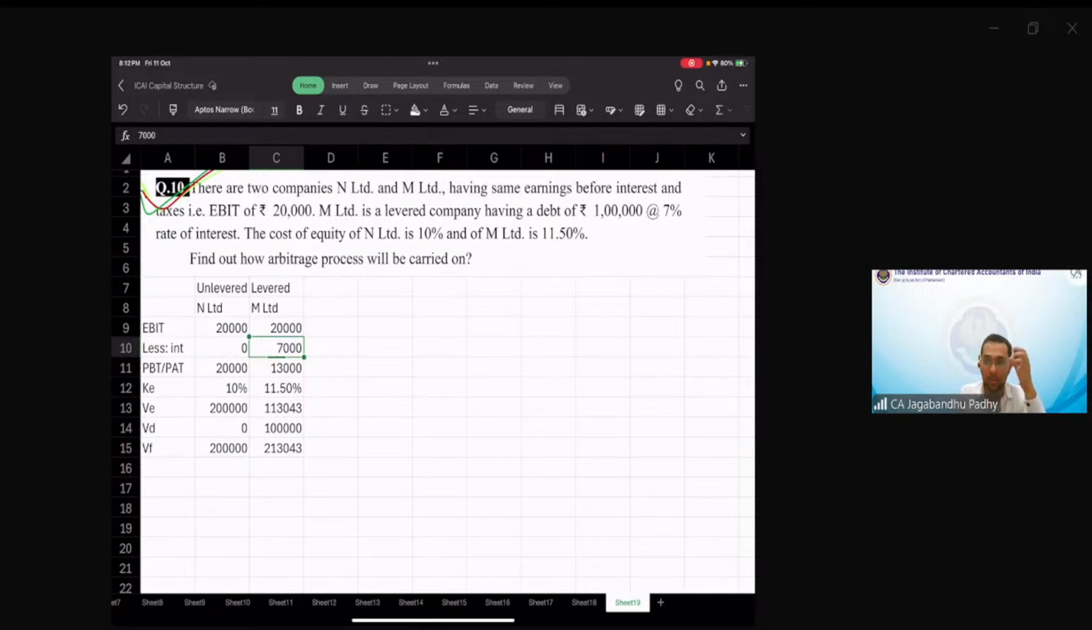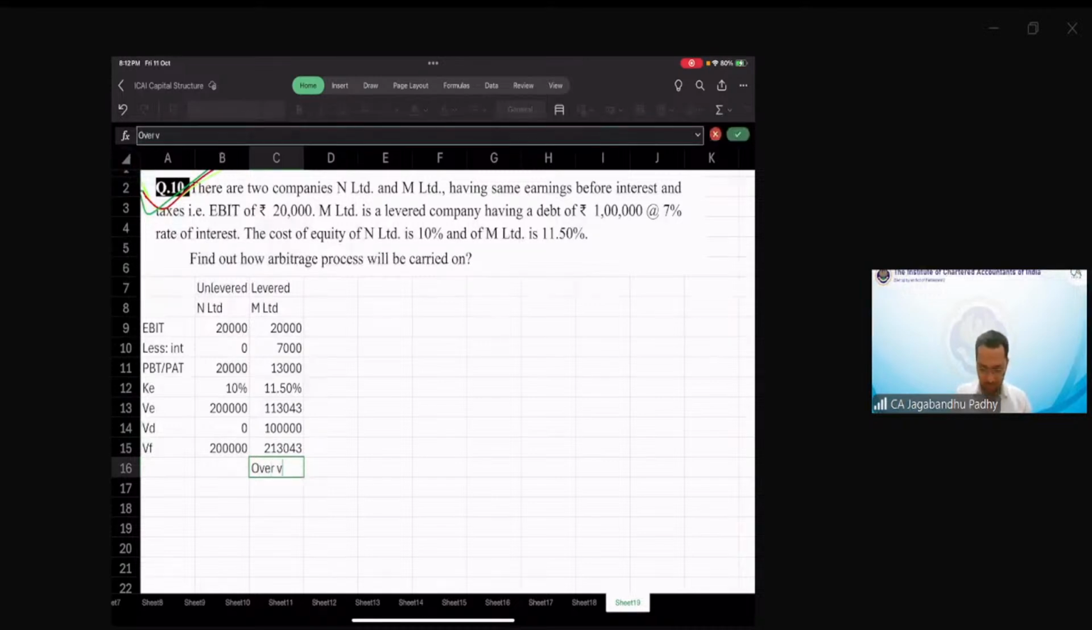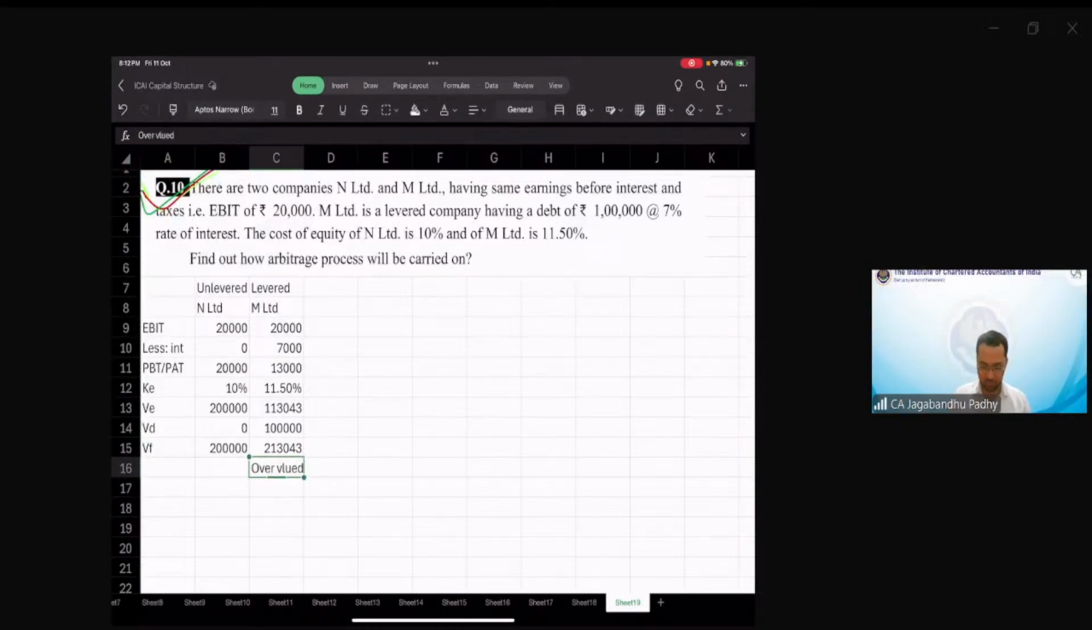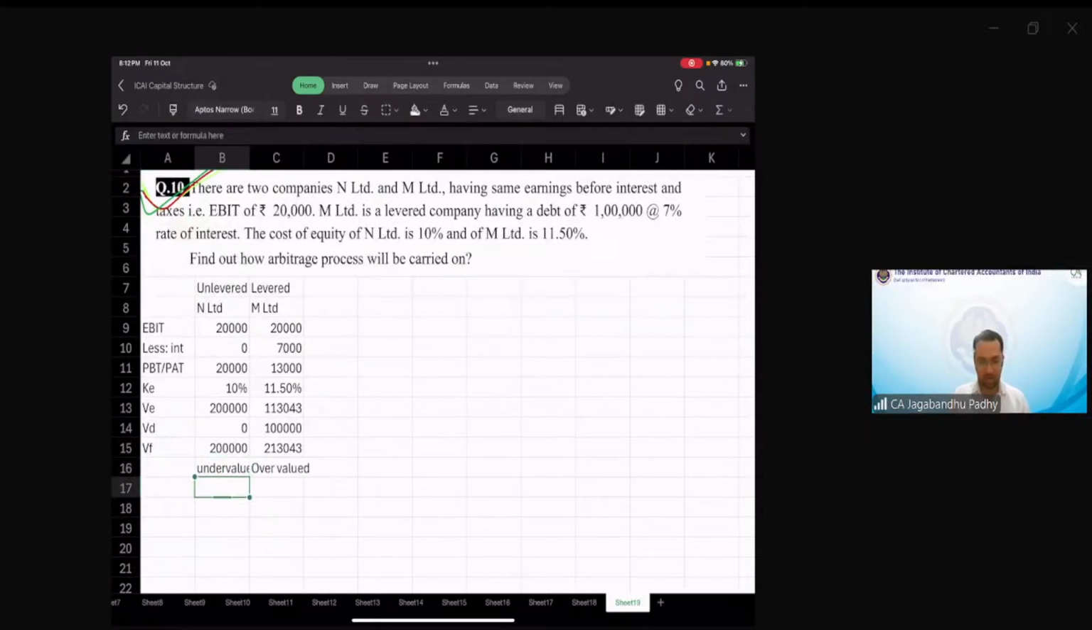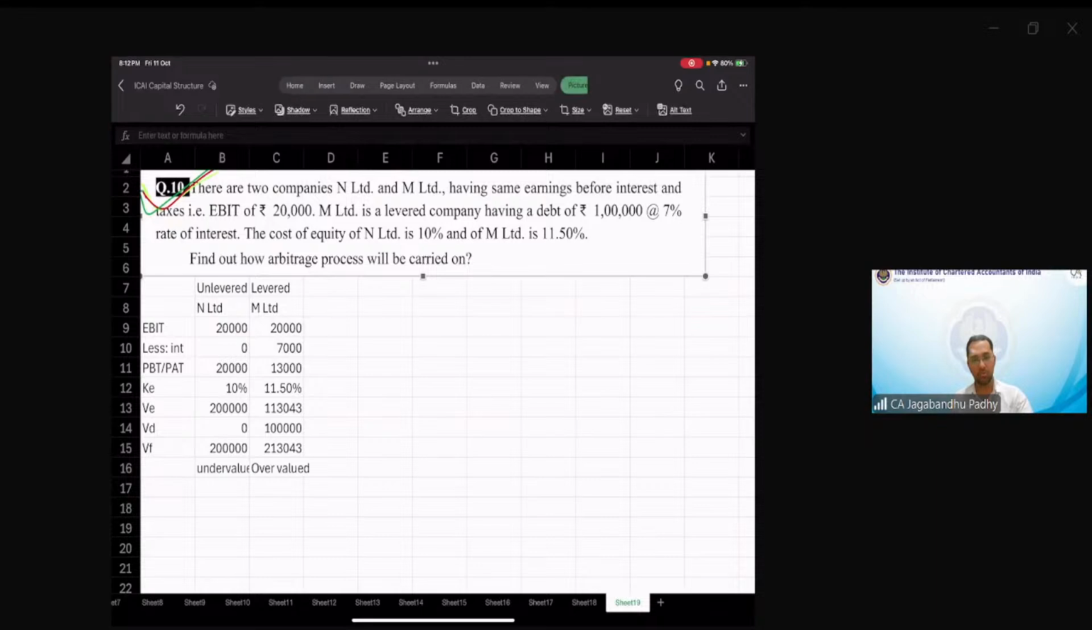Now, out of these two companies, which one is overvalued and which one is undervalued? Out of these two companies, looking at the overall value of the companies, which of these two have an overvaluation and undervaluation? Can I say M is overvalued and N is undervalued?